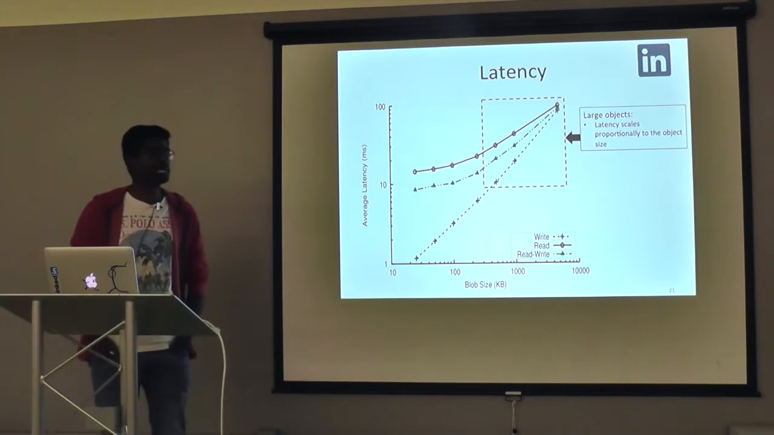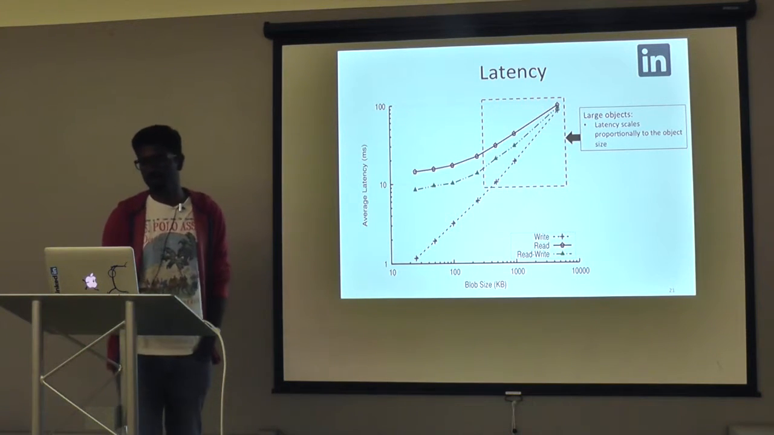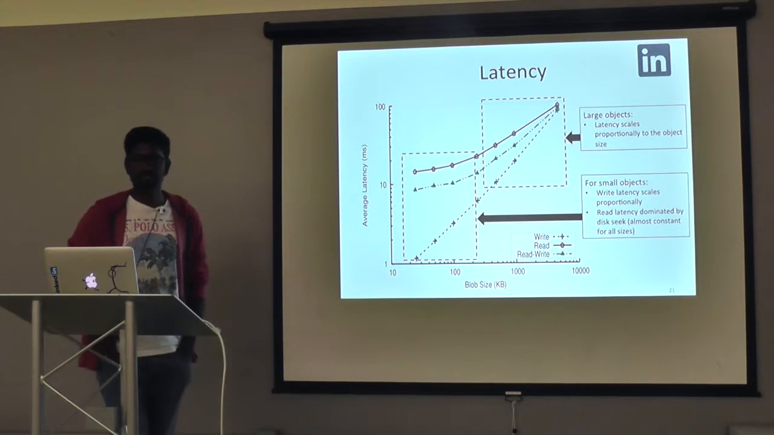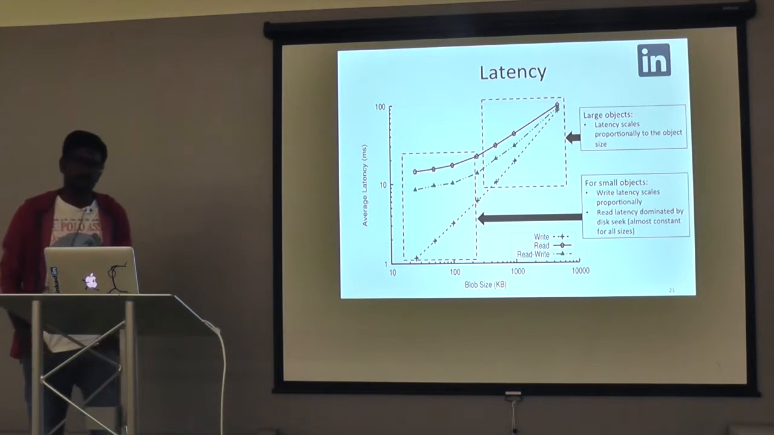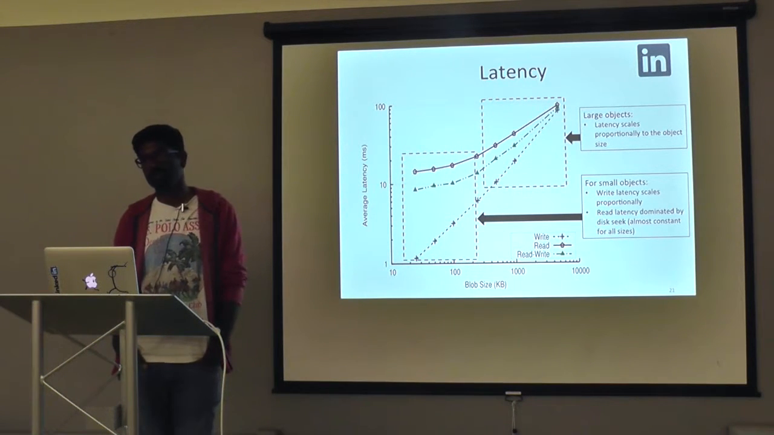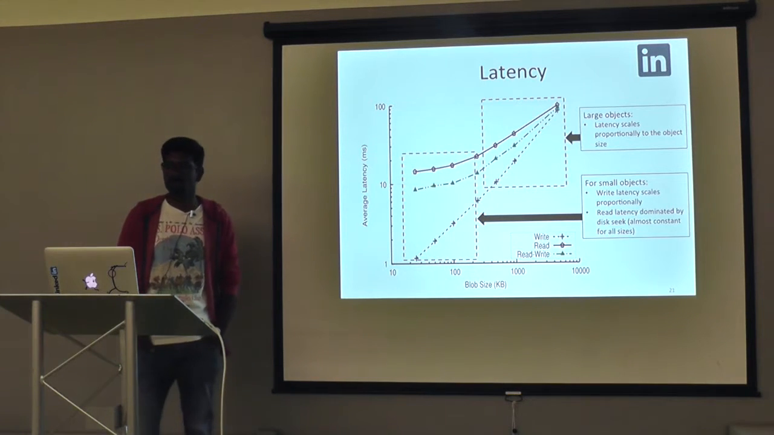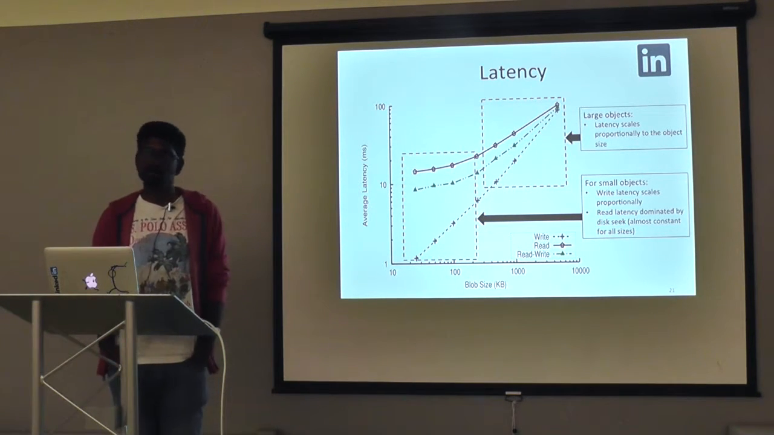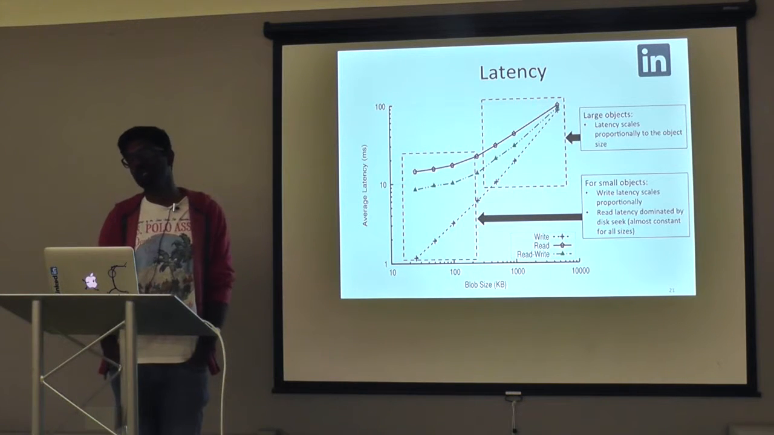For large objects, the latency scales proportionally with the blob size, as you can see here. For small objects, again the same point we saw in the throughput, the write is scaling proportionally to the blob size, since we just append to the end of the log. But for reads, it's taking a hit on the latency. It's majorly dominated by the disk seek.